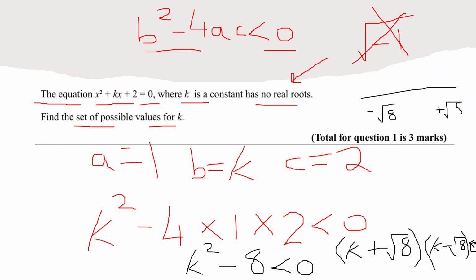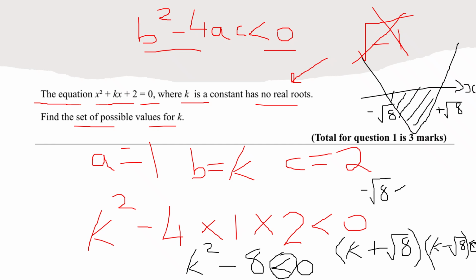And we want to know where this quadratic inequality is below the x-axis. Well, it's below it in this region here. Remember, when it's less than 0, it means the points at which the quadratic graph, or the curve, is below the x-axis, not the y-axis. So it's below it between these two regions. So our answer will be minus root 8 is strictly less than k, which is less than positive root 8.